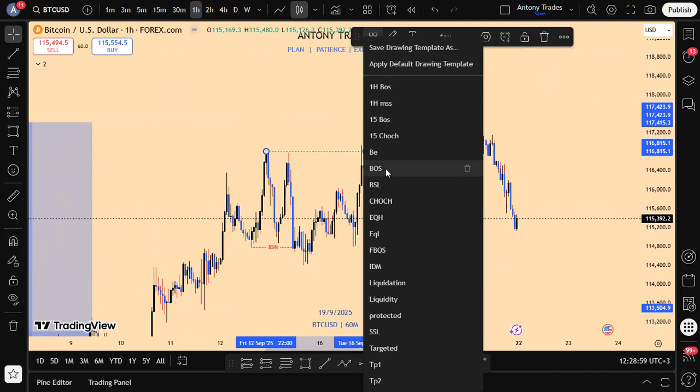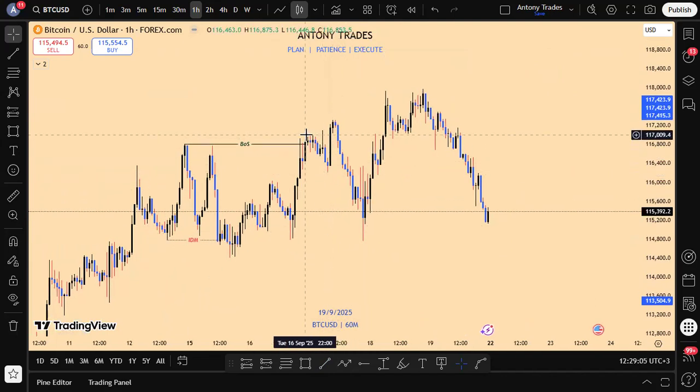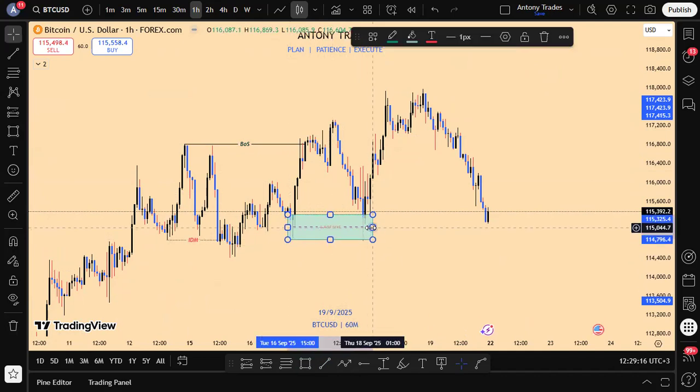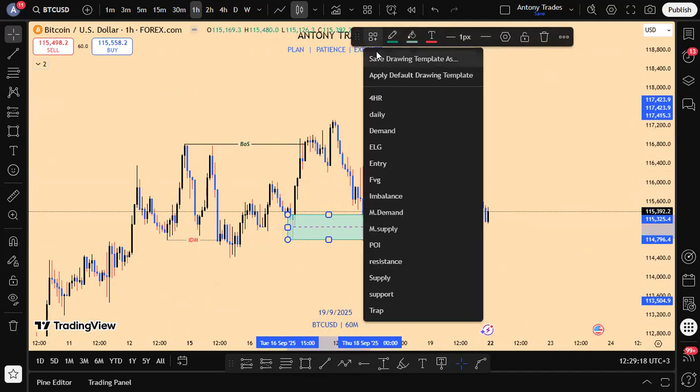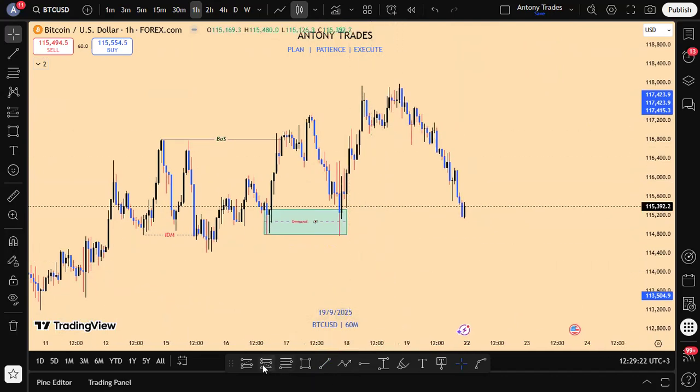We have a very nice break of structure like that. Then we had a fake break of structure here. This lower will act as an inducement. Now, where is our demand zone? Down here. We have our demand zone. Very nice. We have our demand zone. So this is where the trade was from.